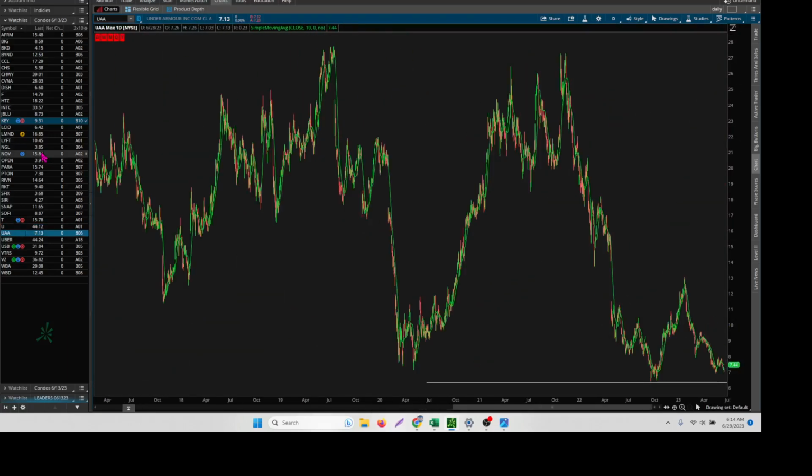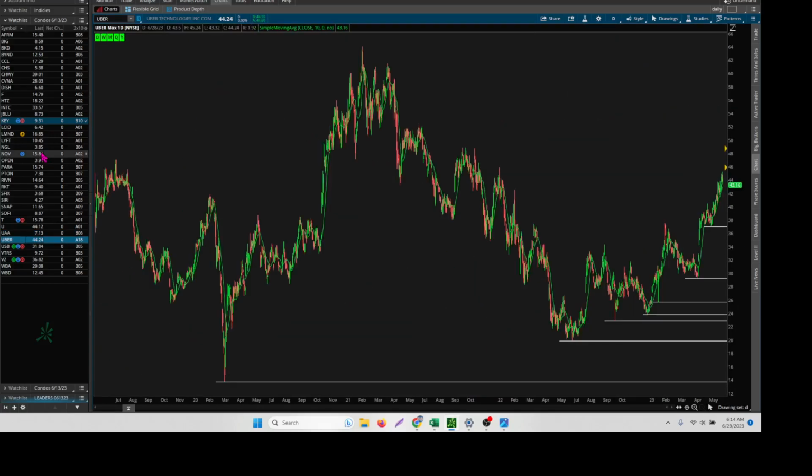Under Armour. If Under Armour puts in this low, a new low right here, I will take a position on Under Armour. Uber. Uber is a beautiful chart and just a great example of how we have higher lows here. Look at this. Just keeps going higher.